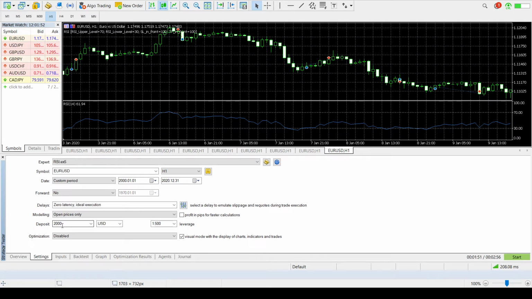So let's say we have a scenario where our starting capital is 2000, and we will see at the end of this 20 years period what is our remaining balance. If it's more than 2000, that means we make money. Leverage here I'm going to put 1 to 500 because this is my current broker leverage. I'm going to stick with this number. With this I will start the test, and you will be able to see what is happening.